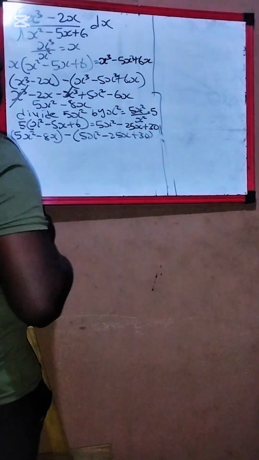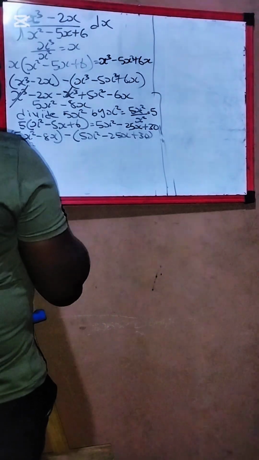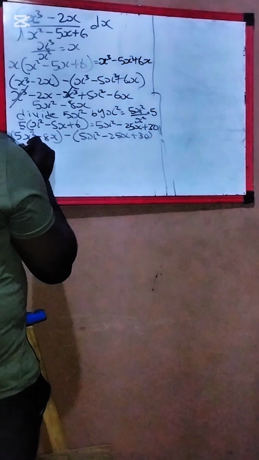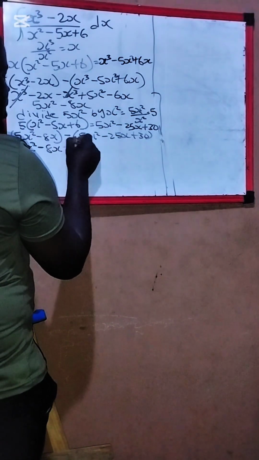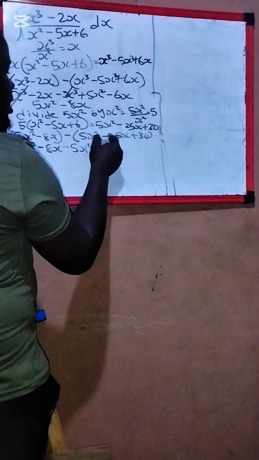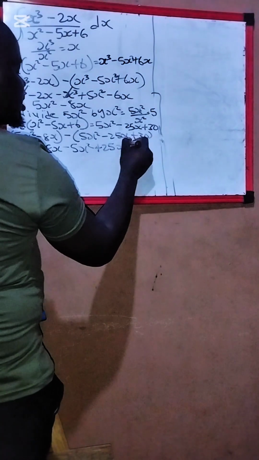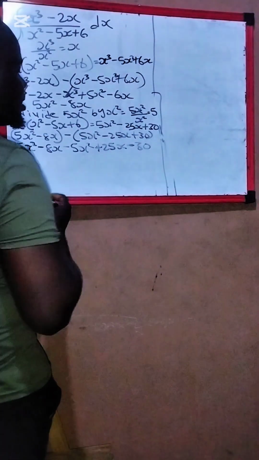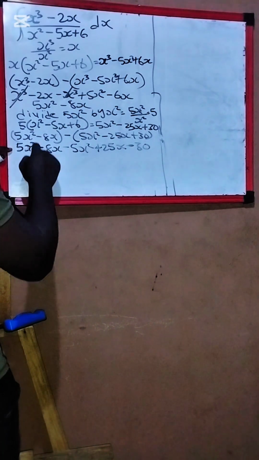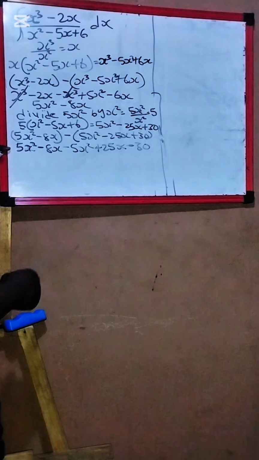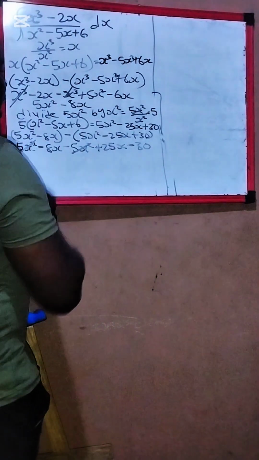Now open up: we have 5x squared minus 5x squared, minus 8x, minus times minus gives plus 25x, minus times plus gives minus 30. Now what we notice here also is that this is positive 5x squared and this is a negative 5x squared, so this cancels out this. So what are we left with?